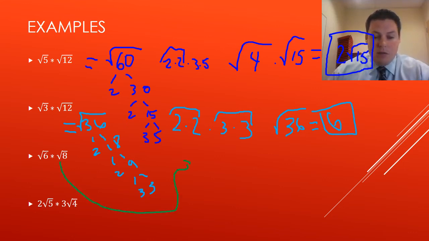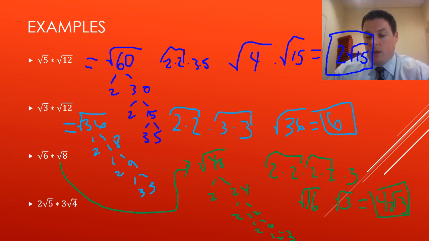For this one here, we're going to bring the tree over here. We have square root of 48. That's 2 and 24. Which is 2 and 12. Which is 2 and 6. Which is 2 and 3. So for here I have 2 times 2 times 2 times 2 times 3. I have a pair, I have another pair, multiply them together, I get 16 with 3 left over. 4 root 3.